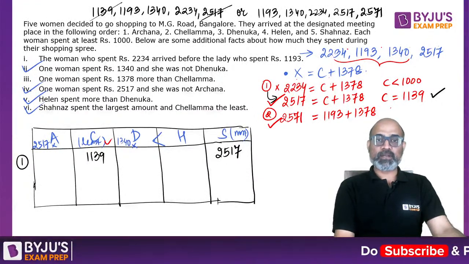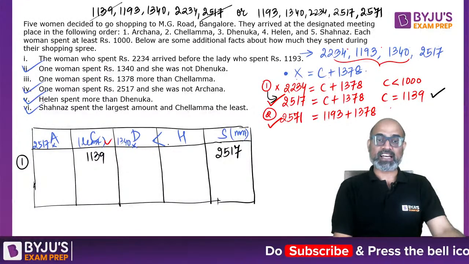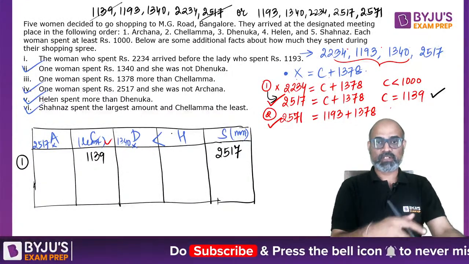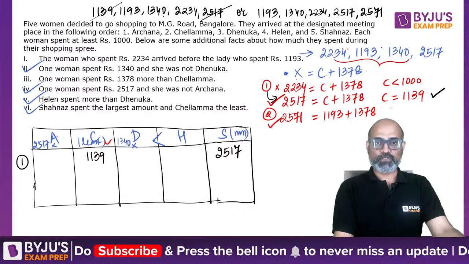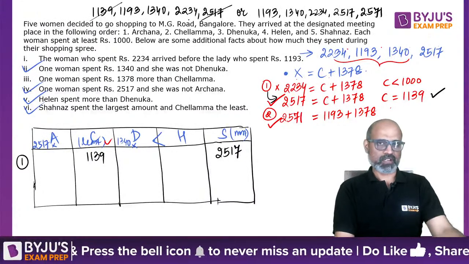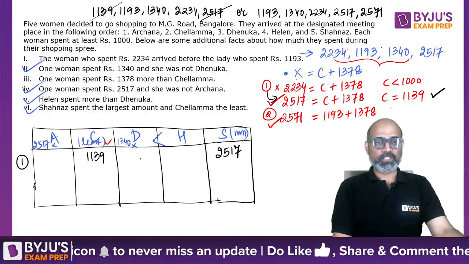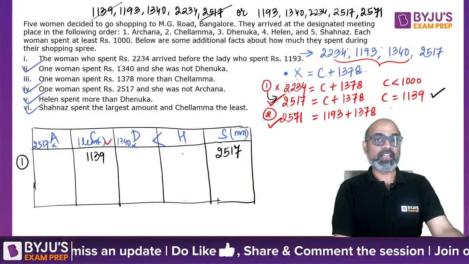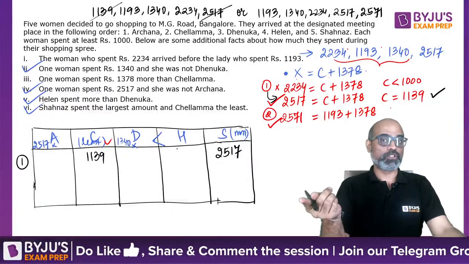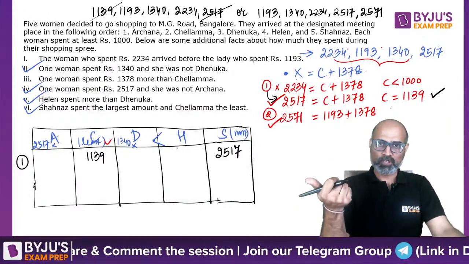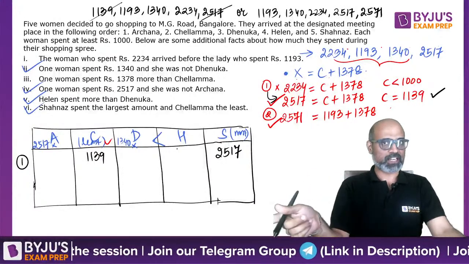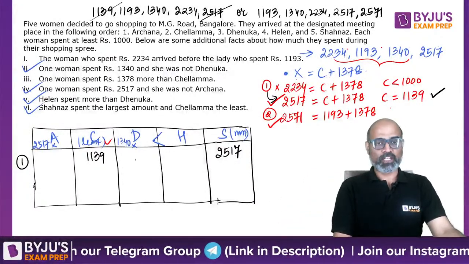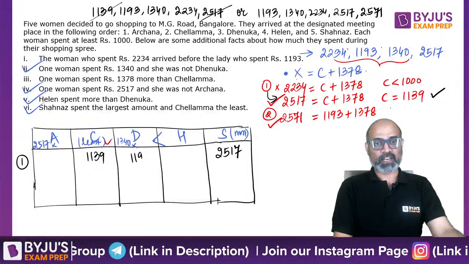Now D can't be 1340, but D has to be less than H. So D can't be 1340. Can D be 2234? No. Because if D turns out to be 2234, then we don't have any leftover number which is more than 2234. There was only one number more than 2234, 2517, which is taken. So the only number that D can take is 1193.